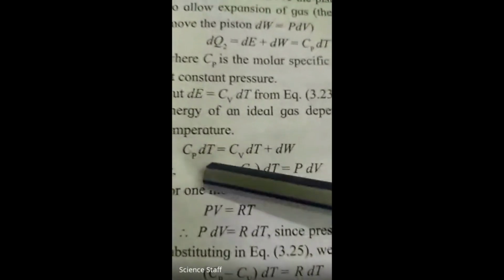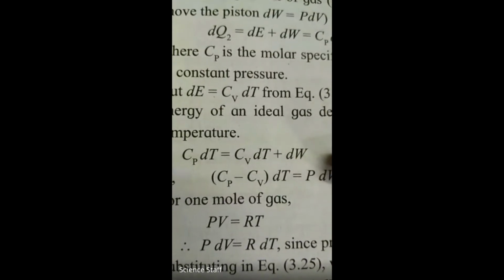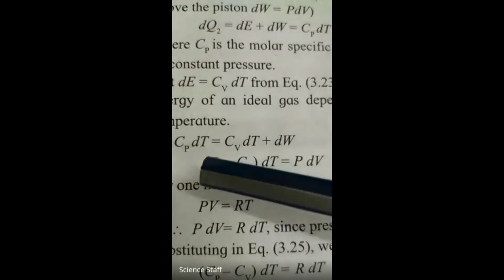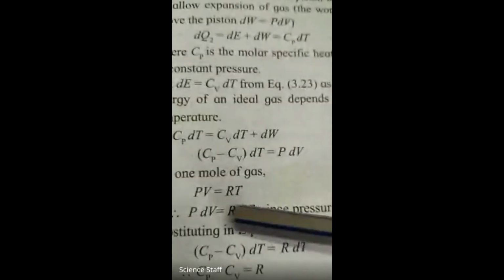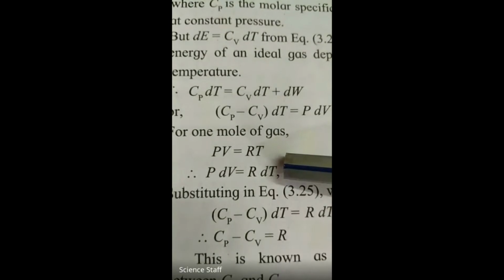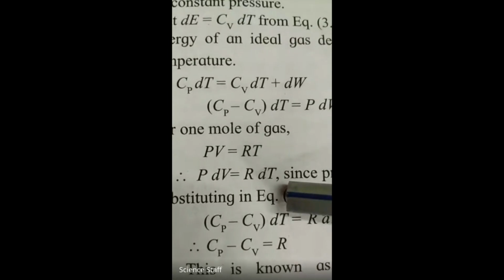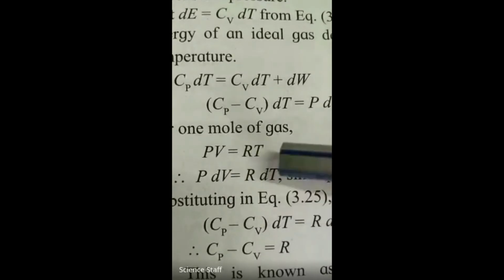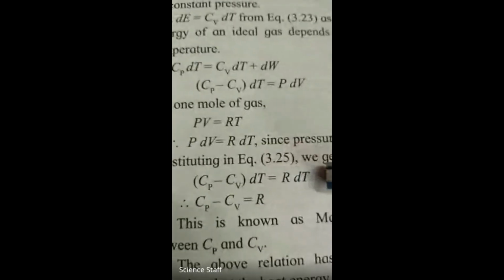Then Cp dT equals Cv dT plus dW. Finally, (Cp minus Cv) dT equals P dV. Clear? For 1 mole of gas, PV equals RT. P dV equals R dT. Because in place of volume we took dV, and instead of T we took dT, that is the change in temperature. So P dV equals R dT.